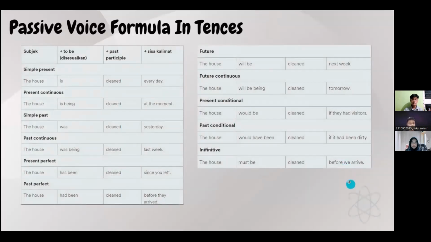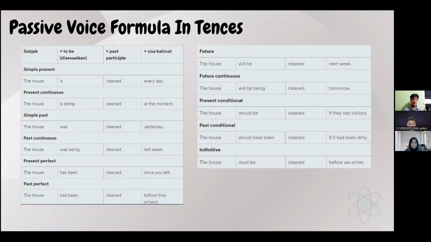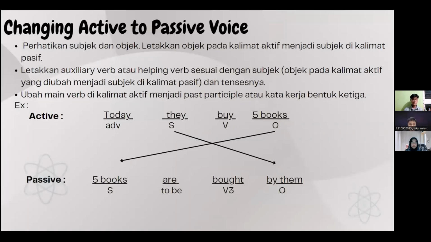So we can see on the screen, this is the table of examples of passive voice in any tense, like simple present, present continuous, simple past, past continuous, present perfect, past perfect, future, future continuous, present conditional, past conditional, and infinitive. So that is what I can present. The next slide will be presented by my friend DK. To DK, the time is yours.